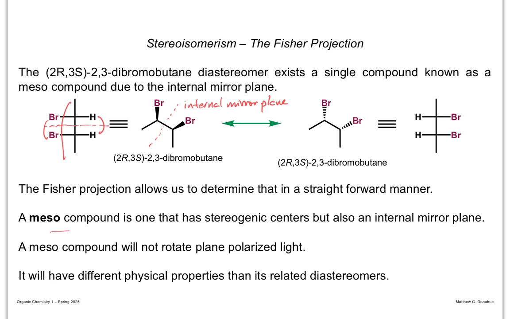So again, a meso compound is one that has stereogenic centers, but also an internal mirror plane. Therefore, it will not rotate plane polarized light. It will also have different physical properties compared to its diastereomeric partners.